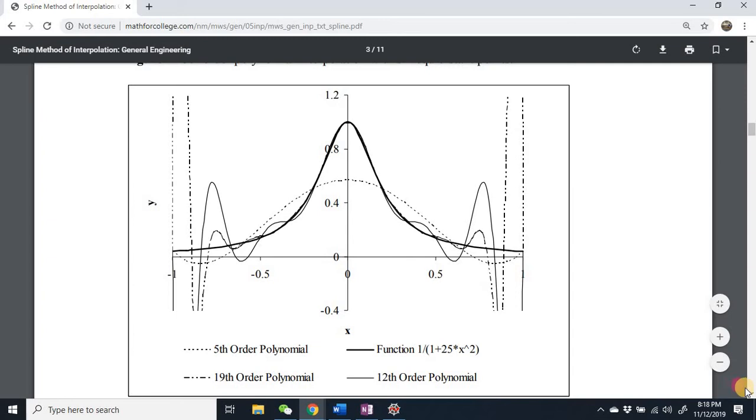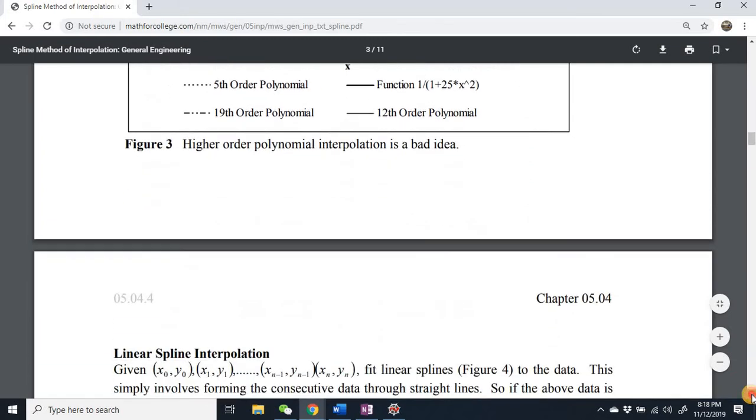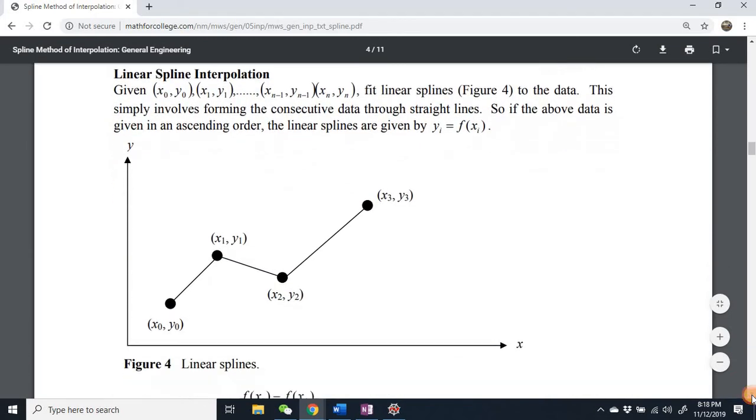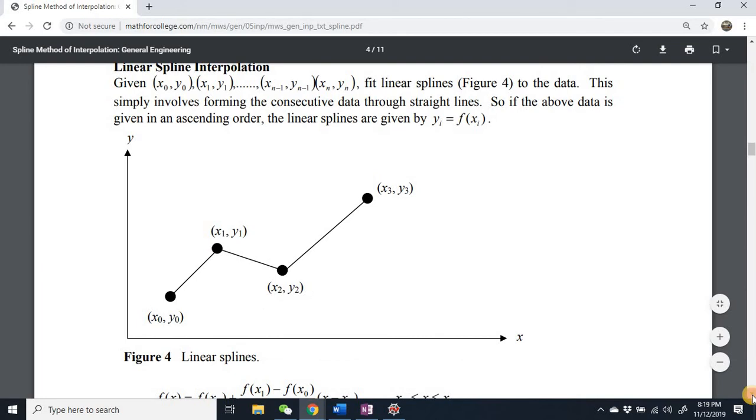You don't try to get one function that approximates the whole thing. So a linear spline is a very easy idea. You just do a straight line between them. Now, if you do straight lines between points, there's no way that you're going to be able to get a continuous derivative, right? How can you?